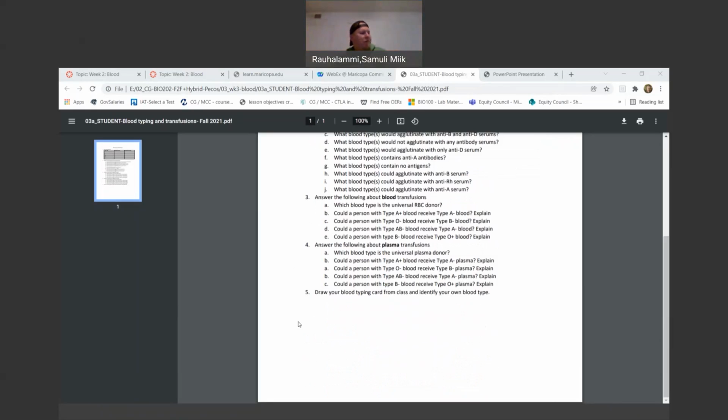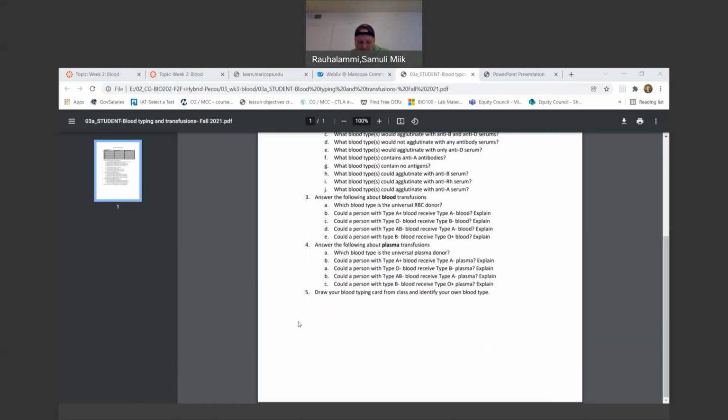So the big thing to remember from this was that if you had the agglutination reaction taking place for anti-A serum, you were then blood type A. If you had agglutination for anti-serum B, you were blood type B. If you had agglutination for both, you were then AB. If you had no agglutination reaction for anti-A or anti-B, you were blood type O.